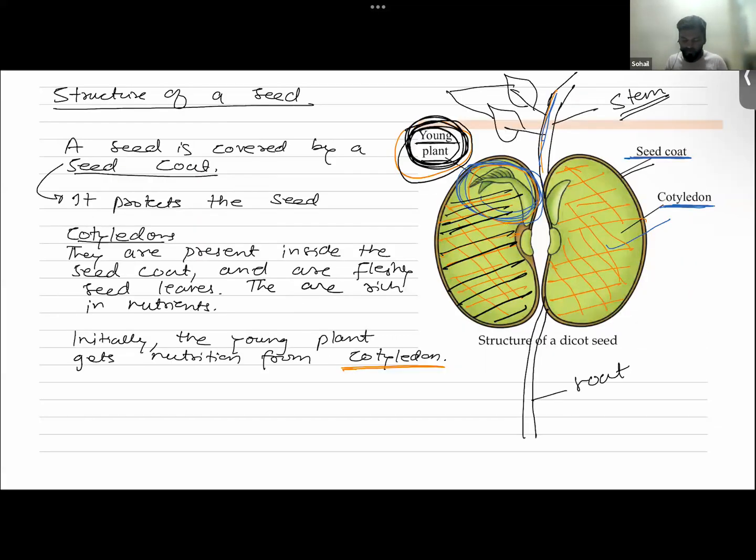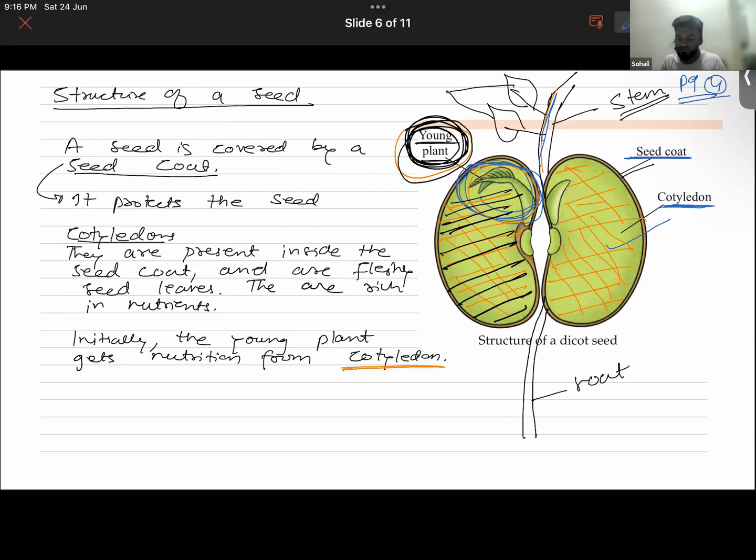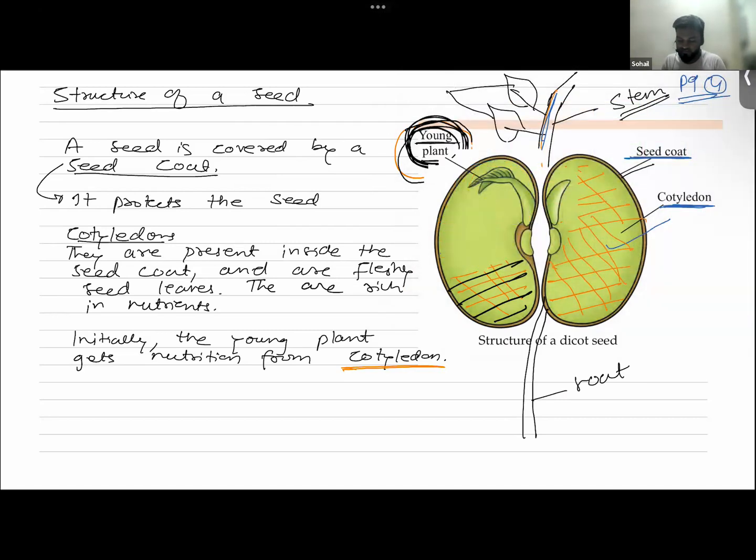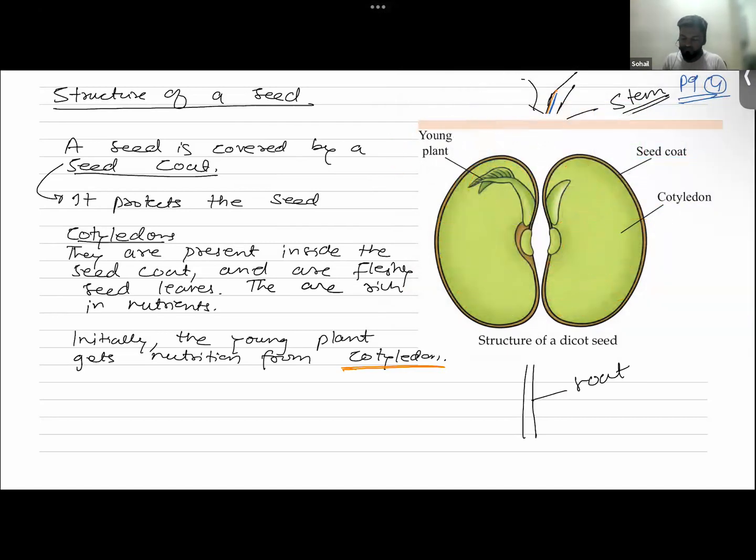Okay, so this is your page number 4, earlier it was page number 3. Take a screenshot of this one. And you have to draw the diagram as well. So let me just erase the drawing from the diagram. So take a screenshot now.